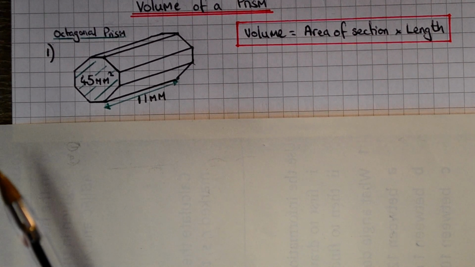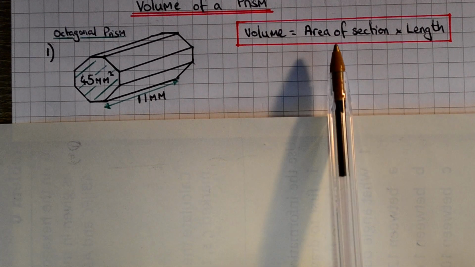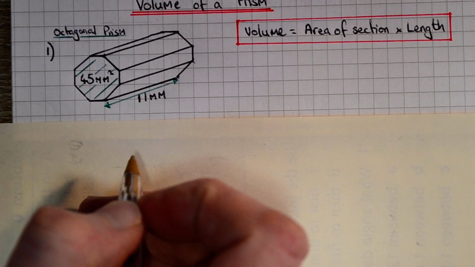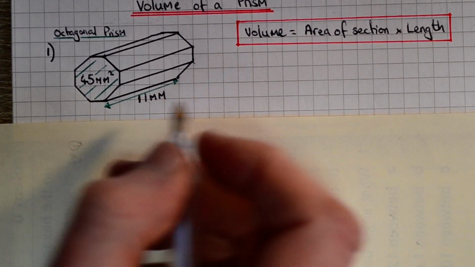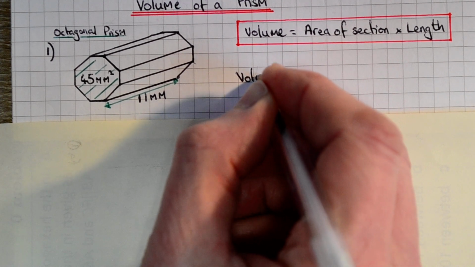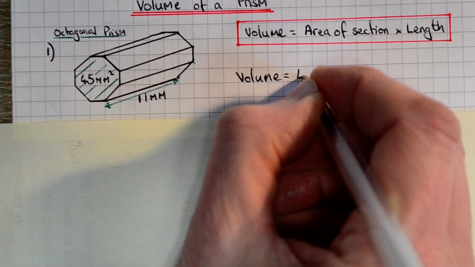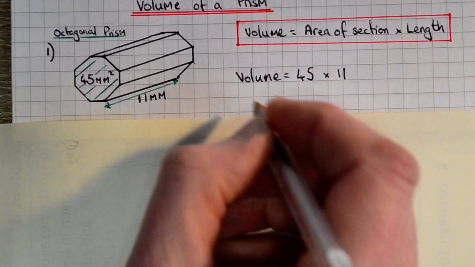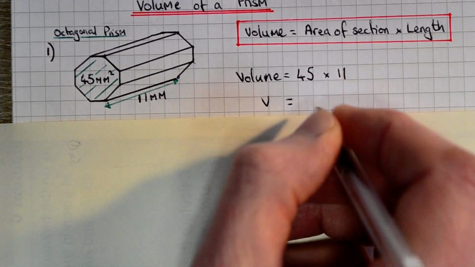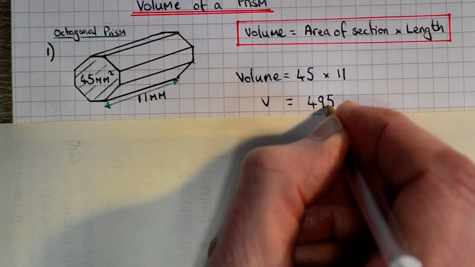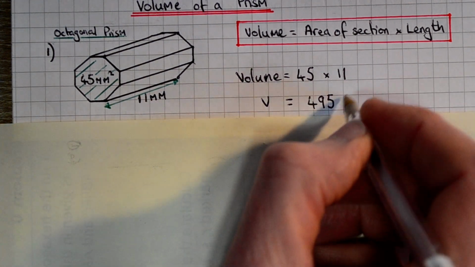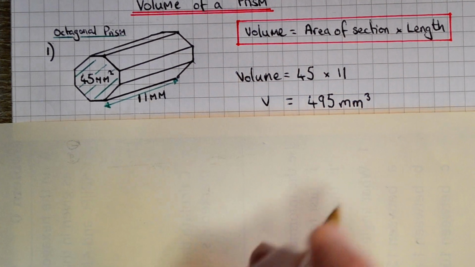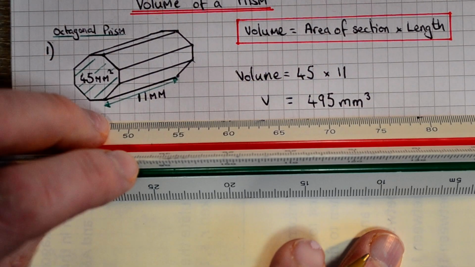So we find the volume of a prism by multiplying the area of the section by its length. On this octagonal prism, we're given the area of the section. We don't have to work it out. So the volume equals area of the section times this length, and the volume equals 495. We're working in millimeters. Volume is measured in millimeters cubed, and that's our answer.